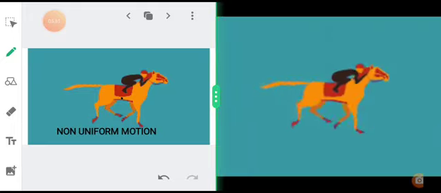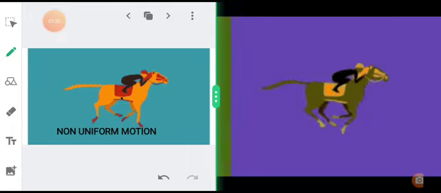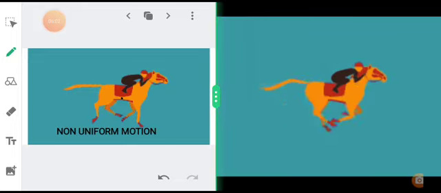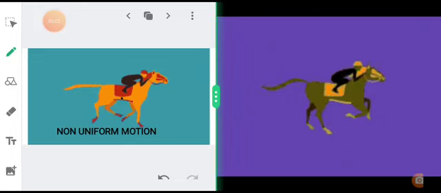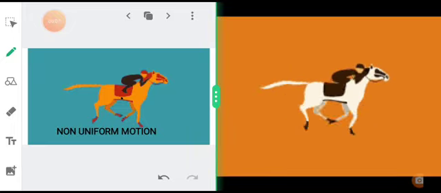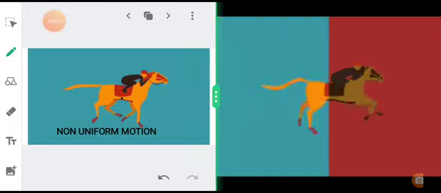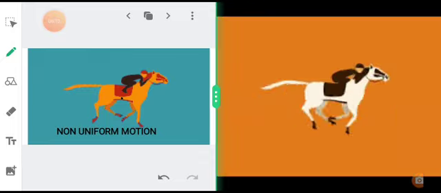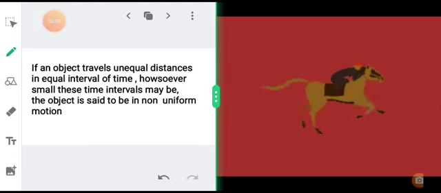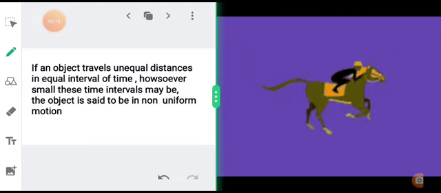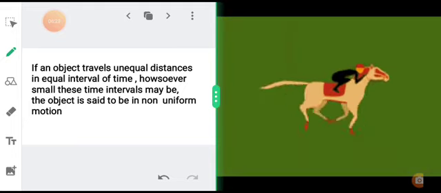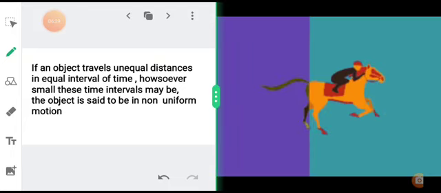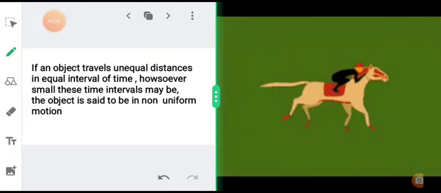So this sort of a motion is called non-uniform motion. Another example for this will be if an athlete is moving on a racing track. Obviously, the pace of that athlete will keep on changing depending upon the pace of the other athletes. So this sort of a motion is called non-uniform motion. So we can define non-uniform motion as if an object travels unequal distances in equal interval of time, howsoever small these time intervals may be, the object is said to be in non-uniform motion.